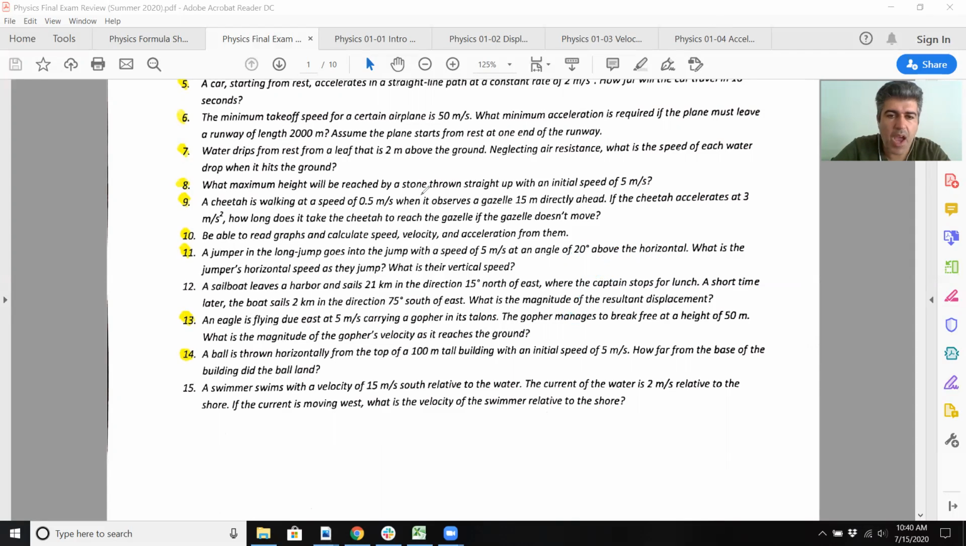I removed 12 because we didn't really do stuff like that, and 13 and 15 as well. So don't worry about 12 and 15. I didn't highlight them for good reason.